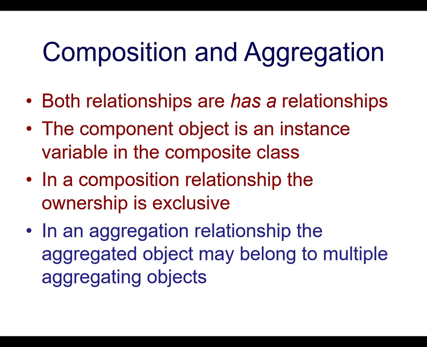By contrast, in an aggregation relationship, the aggregated or component object may belong to multiple aggregating or composite objects. Consider the relationship a course has students. In this case, the course class would likely have an array of student objects as an instance variable, because a student can take more than one course at a time. The ownership is not exclusive, so this is an aggregation relationship.